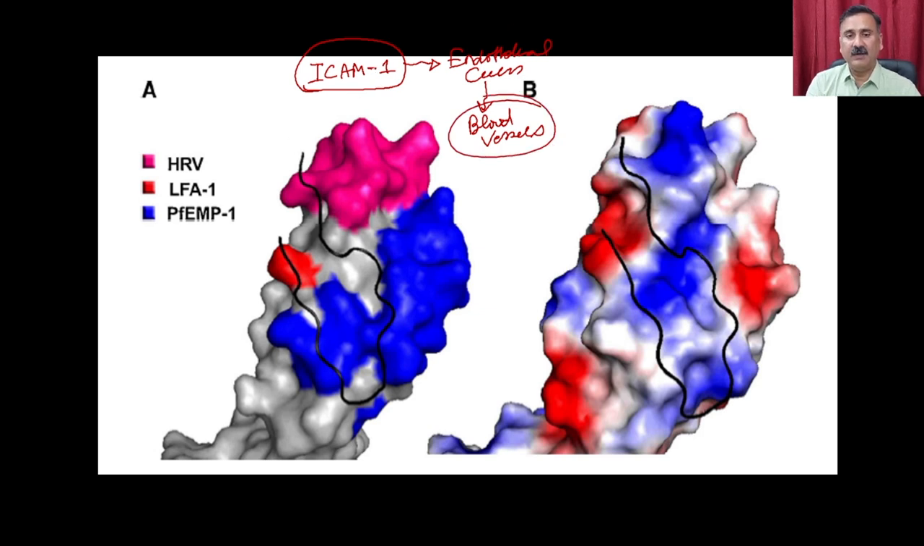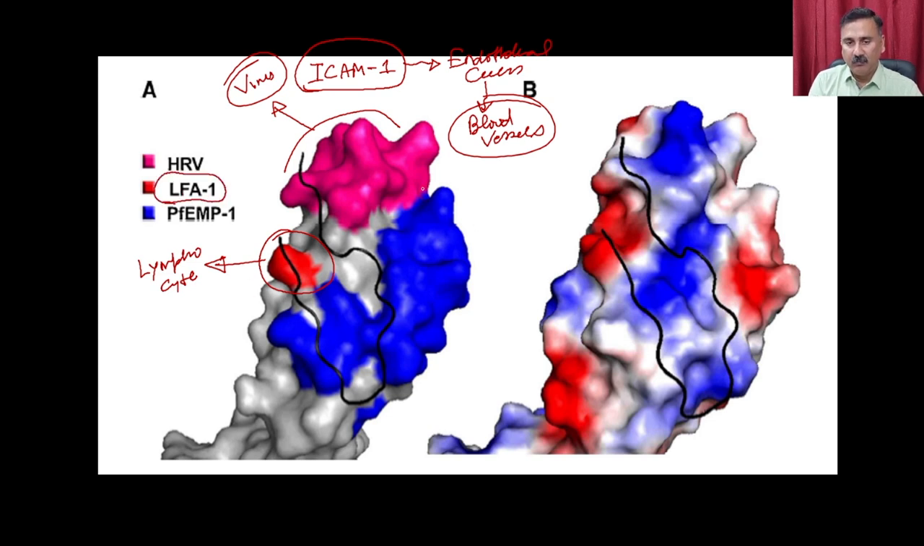Now you see the ICAM1. ICAM1 has three regions. One is this region, which is for the virus. Then you have this region. See this small portion. This is the region from which it is binding the lymphocytes, because this is the lymphocyte binding factor. And then this blue region, what you see, is actually for the malaria parasite.